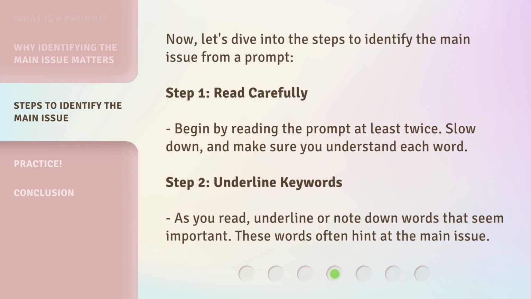Now, let's dive into the steps to identify the main issue from a prompt. Step 1. Read carefully. Begin by reading the prompt at least twice. Slow down, and make sure you understand each word. Step 2. Underline keywords. As you read, underline or note down words that seem important. These words often hint at the main issue.